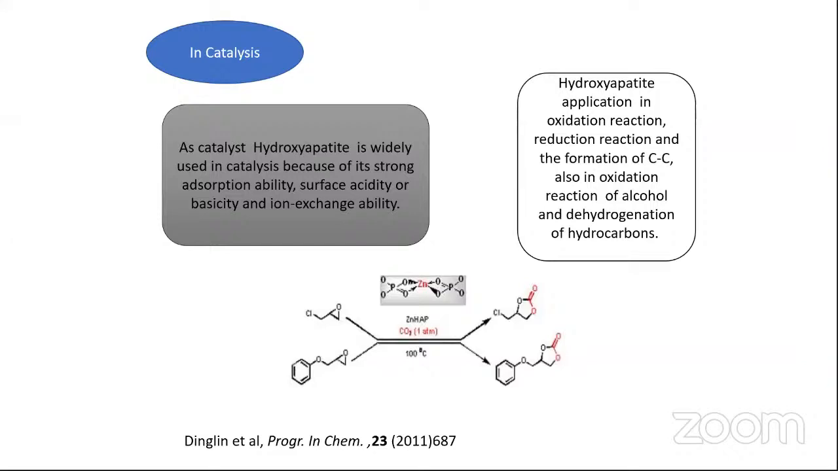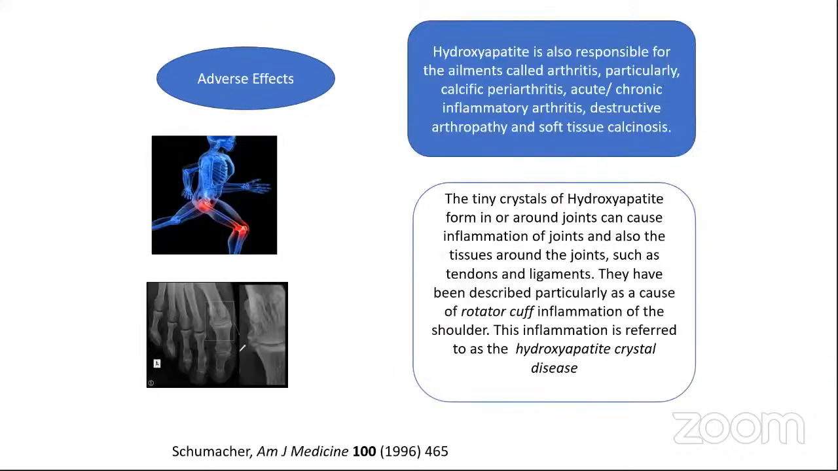So hydroxyapatite is applied in oxidation reactions, reduction reactions, and the formation of C-C, carbon-carbon bonds. Also, oxidation of alcohol and dehydrogenation of hydrocarbons is achieved. And at the bottom, I have given the reference where hydroxyapatite is used for the catalysis process. Now, there are adverse effects of hydroxyapatite.